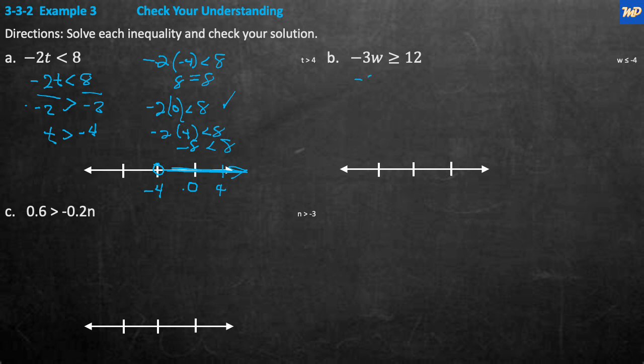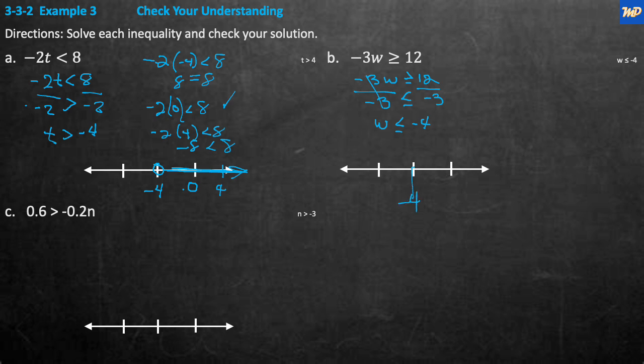How about this? Negative 3w is greater than or equal to 12. And like I said before, the first thing we do is treat it like an equation. We're going to get the w by itself, so we're going to divide both sides by negative 3. And since we're dividing by negative 3, our inequality is going to change directions. Right there, change directions. Now these cancel and we get w less than or equal to 12 divided by negative 3, which is negative 4.